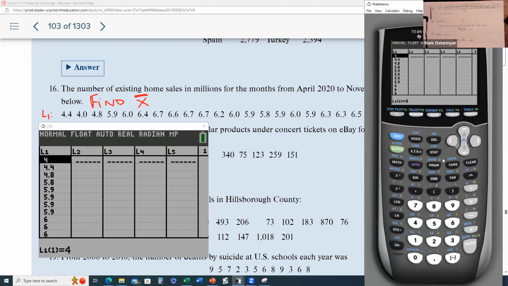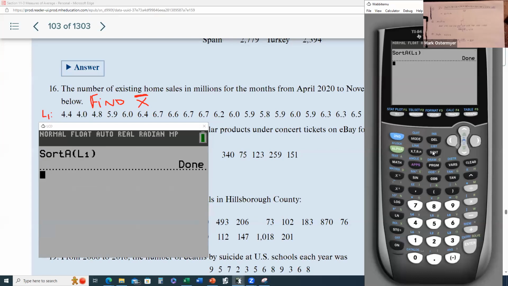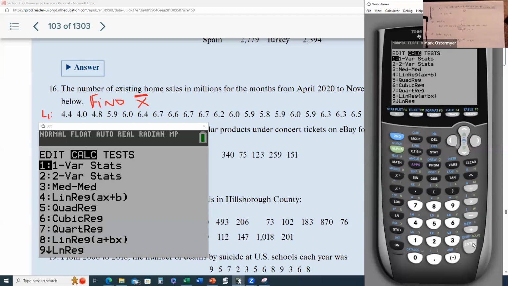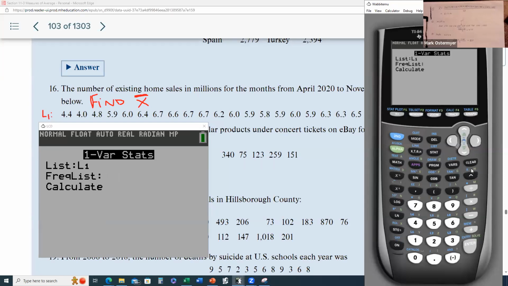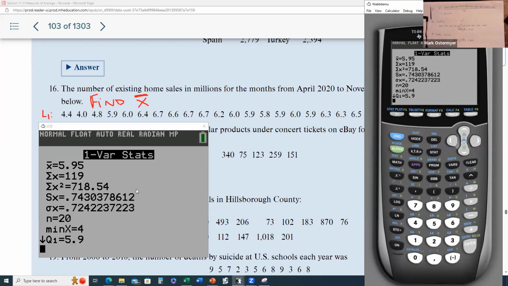All right, and then if you want to find the mean, you basically get out of this list editing mode by hitting second mode to quit. You hit stat, go over to calculate, and select the 1-Var Stats function. I want to compute the 1-variable statistics for list 1. Calculate. And ladies and gentlemen, the mean should be 5.95. That's what x bar is. Anybody get x bar? 5.95?